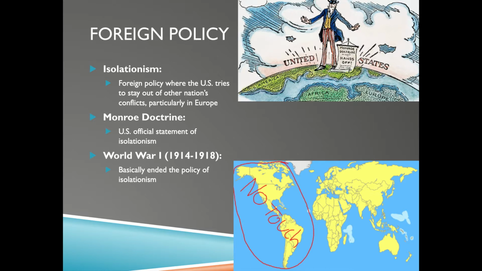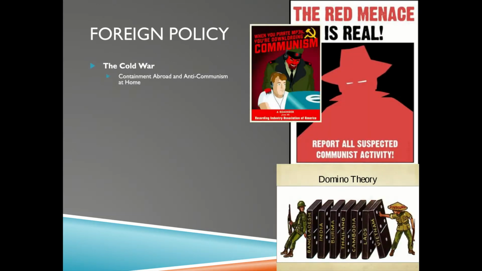World War One ended the policy of isolationism. If you remember the Zimmerman Note from U.S. history, the Germans tried to get Mexico to declare war on the United States, to drag the United States into World War One, and there was the sinking of the Lusitania by German U-boats. Those two events pulled the United States into World War One, which was the first time the United States officially sent troops to fight in Europe. Then we're going to skip World War Two.